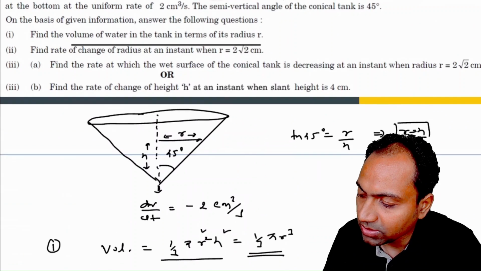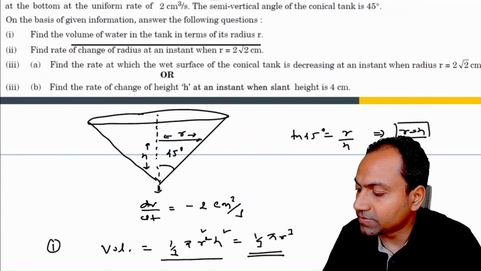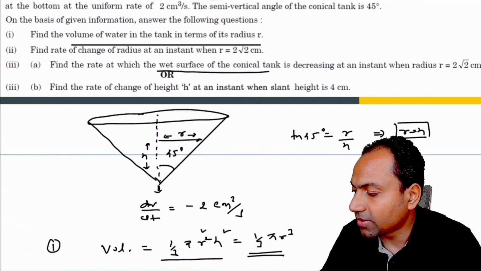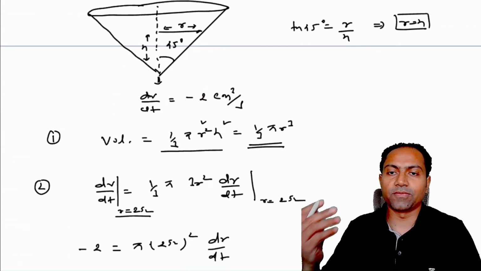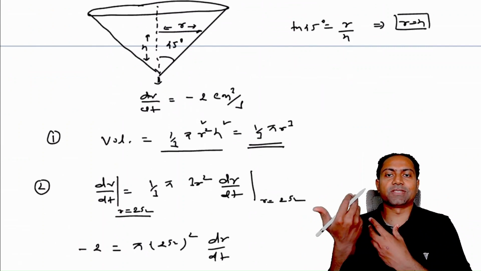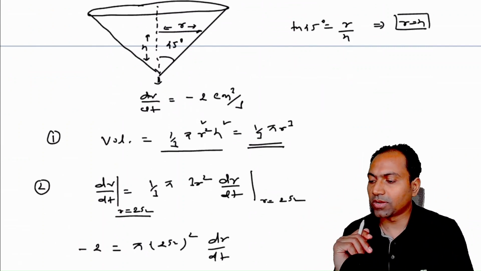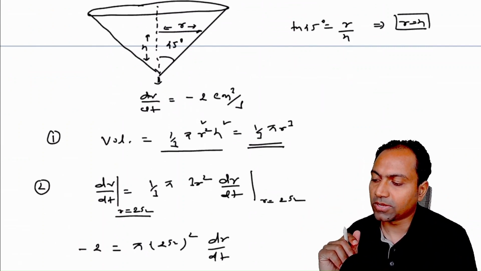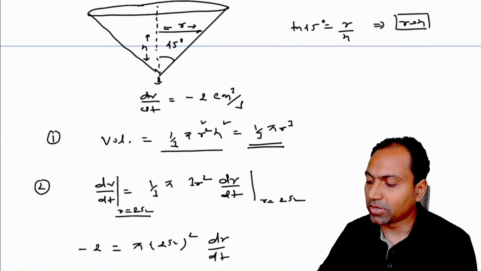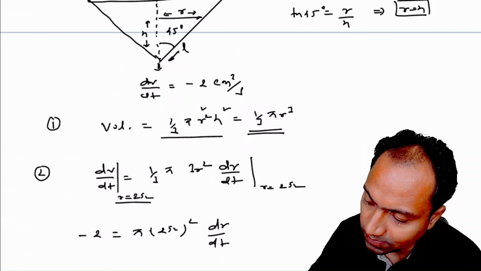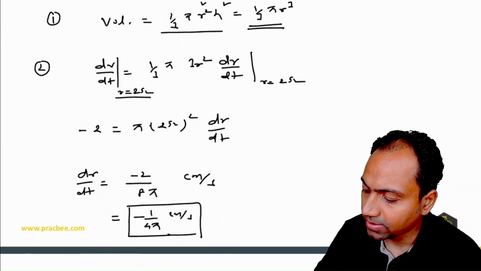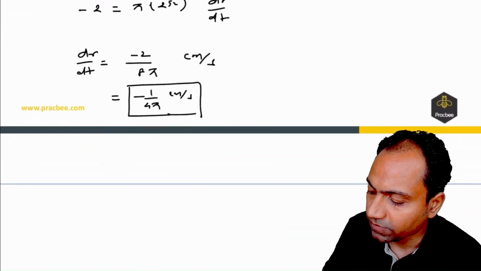In the third part, what they're asking is, what is the rate at which the wet surface area of the conical tank is decreasing? As the water level goes down, whatever is the wet surface area will also go down. So what we are talking about now is the surface area of this curved part. For that, we have a formula. I will consider this curved length as L. So in the third part, I will have to use the curved surface area.